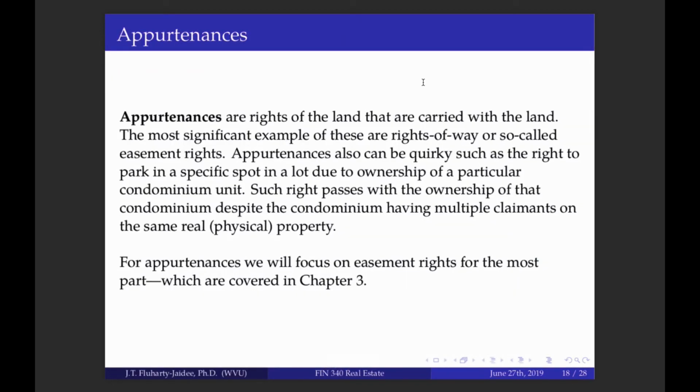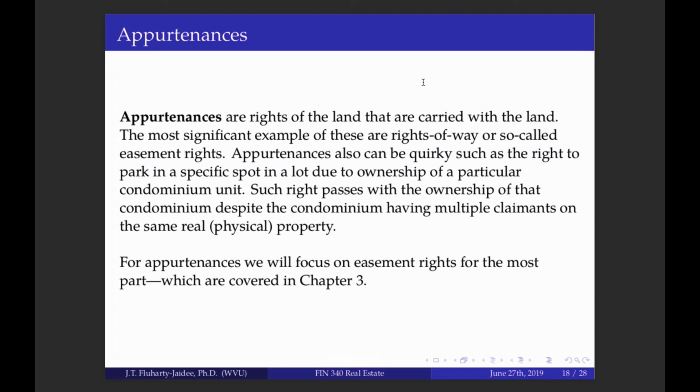Appurtenances, another fun word that's very difficult to say. These are easement rights or rights of way. Okay, they transfer with the land, and they can be as simple as, I need to get across your land to get to my land because my land is behind yours, and I have no other way of getting there from public roads. Well, then you would have an easement right or an appurtenance.